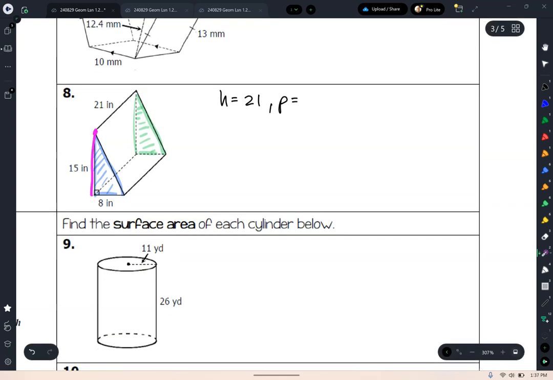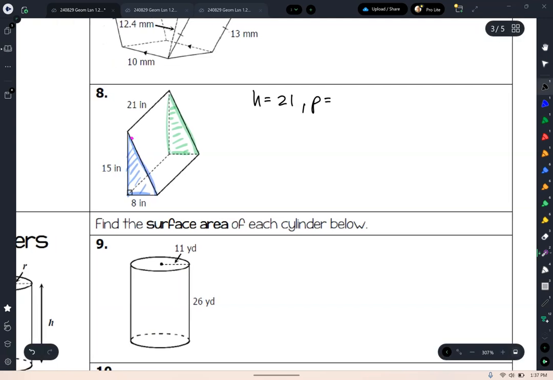Okay, so we go 1 plus 1, 15 plus 8 plus. Oh, wait a second. Uh-oh. This is a prank. All right, we'll go on. I'll leave that one for you to do a little bit later. So there you go. You can just write down that little hint for you there.